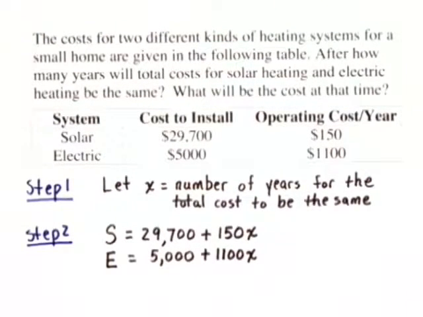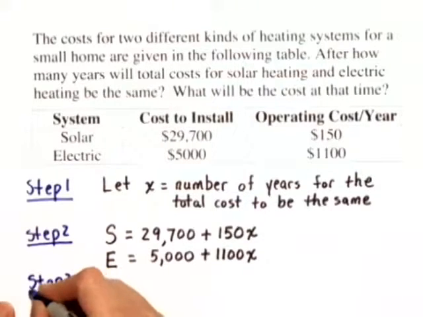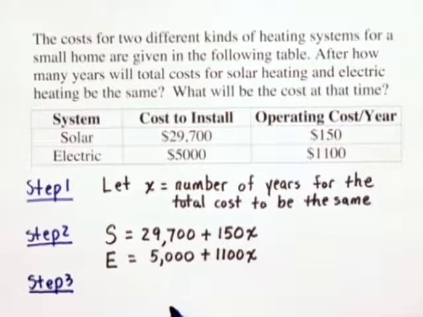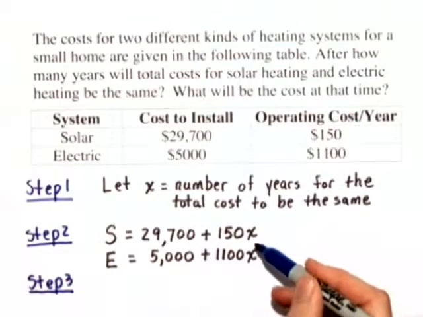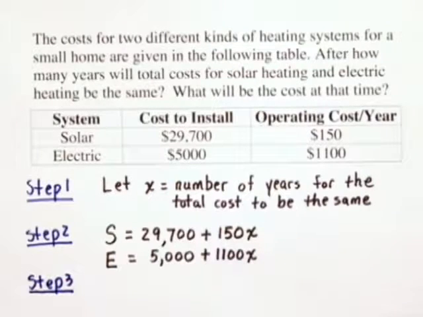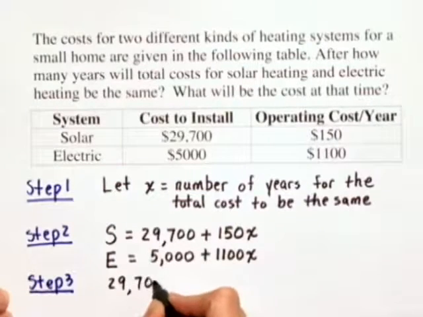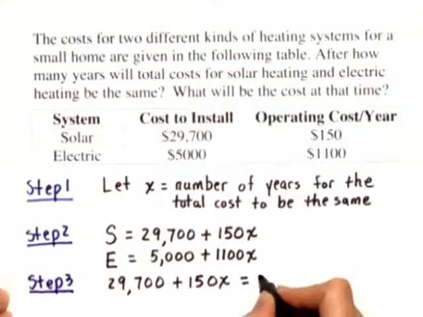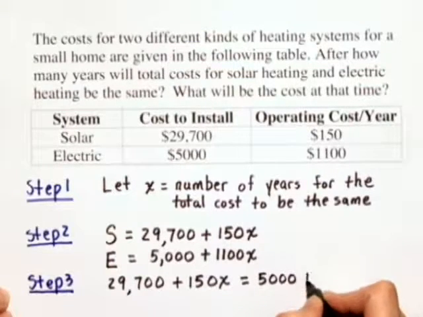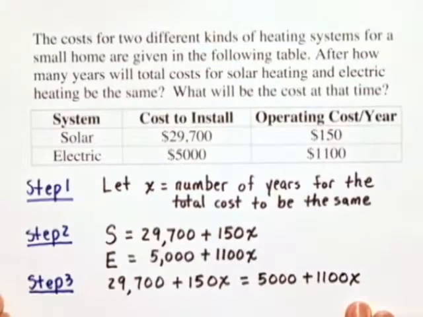Now, in step 3, we want to write an equation in x that models these conditions. Because we're really asking after how many years will the total cost for solar and electric heating be the same, we can just set these two quantities equal to each other. We have 29,700 plus 150x equals 5,000 plus 1,100x. This is the equation that we need to solve.